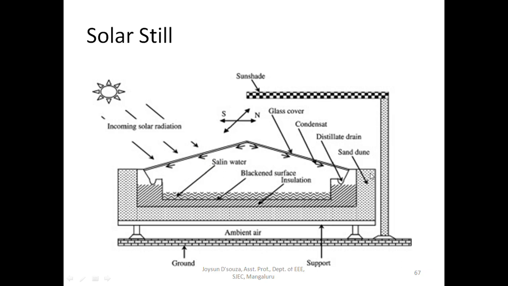Now the purpose of the sand dune: in deserts where there is sand, sand also has a feature of absorbing the sun's rays. At night time, if you keep your feet on the sand, you'll feel warmth, because the sand has the ability to trap heat and gives it out during night time, so that the people there can get warmth. So this is your solar still.